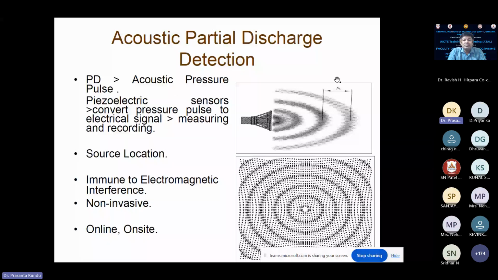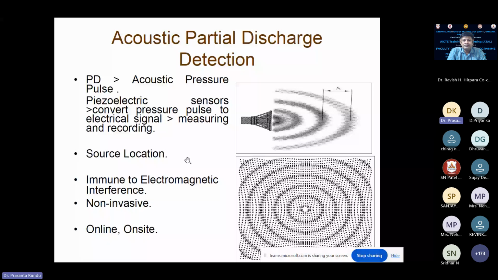PD creates many phenomena like sound, light, electromagnetic waves, and voltage drop. By utilizing all the changes created by the partial discharges, we have developed different methods of measurement. One of these is that it creates an acoustic wave, a pressure wave.